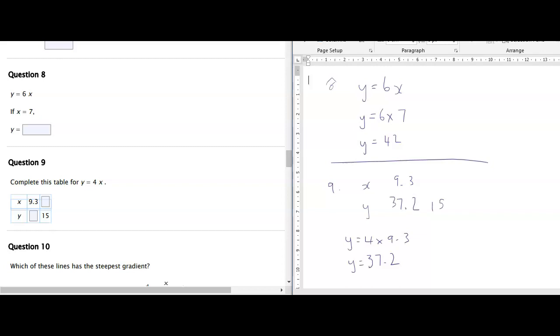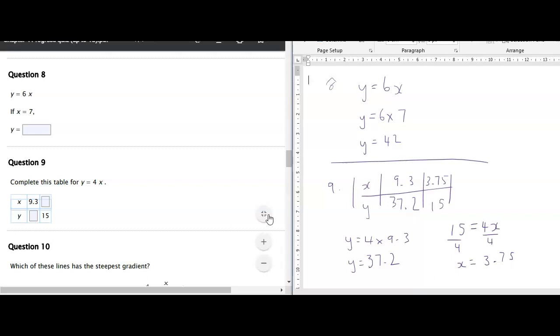And then for this space, it's a terrible table. Let me just fill it in a bit. I'll put in the borders. Okay, so when y equals 15, we've got 15 equals 4x, and then we divide both sides by 4, gives you x equals 3 3/4, so 3.75. Again, I'm just checking my answer on the calculator. Okay, 3.75. All right, so there's your answers for question number 9.